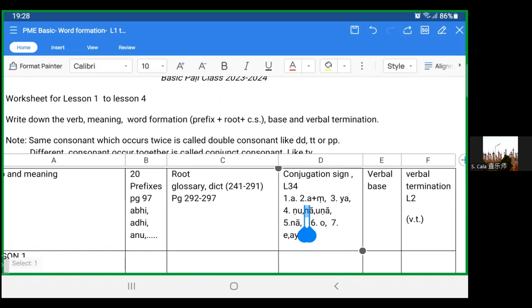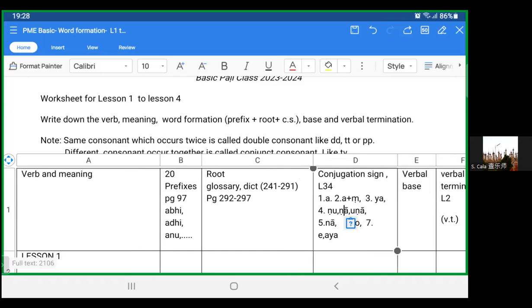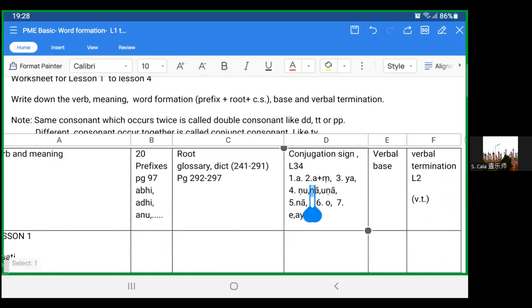Is it the dot or the end dot? Should be the end dot, right? Lesson 34. End dot, yes. So nu, na. Then you can recognize number 4 with the end dot here, and number 5 doesn't have the dot. So very easy. Number 4: nu, na, unna with the end dot, lingual. Number 5 without the dot. Number 6 is o. Number 7 is a.